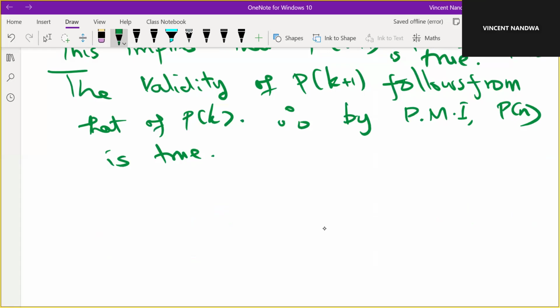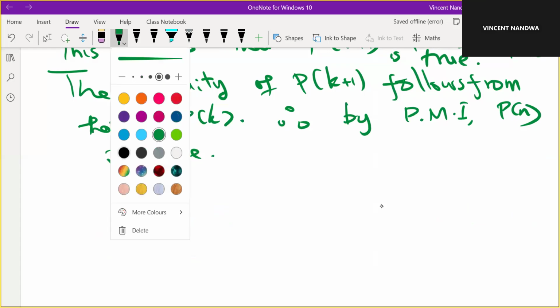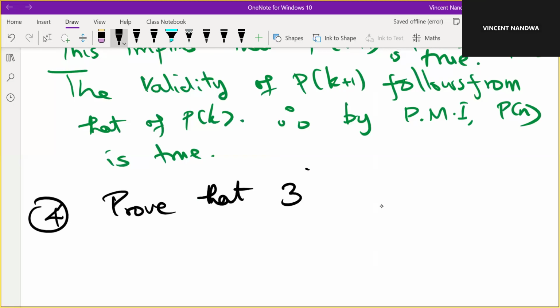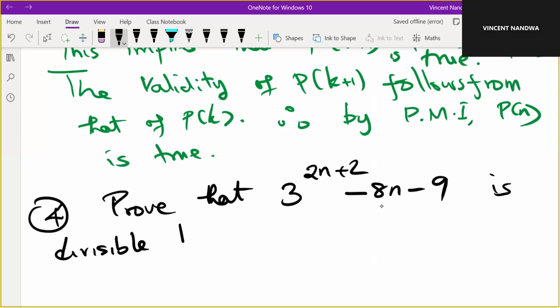So the question is, use mathematical induction. This is example 4 or 3. Now the next one should be 4, okay? So prove that 3^(2n+2) - 8n - 9 is divisible by 8 for all integers n greater than or equal to 1.